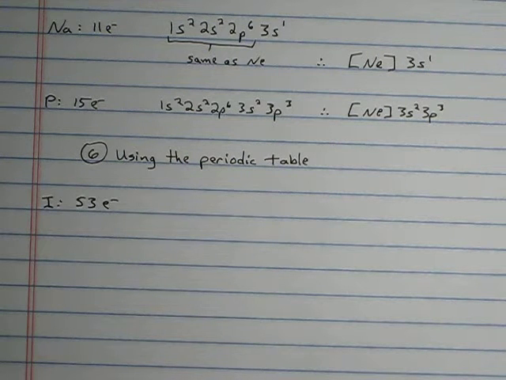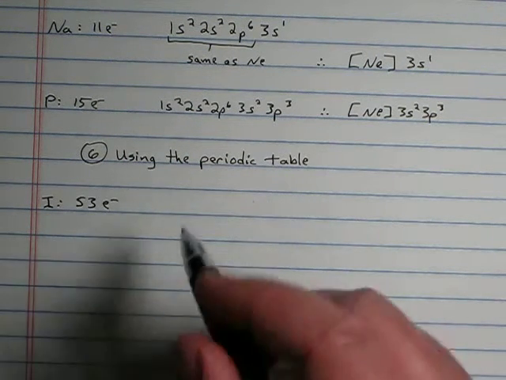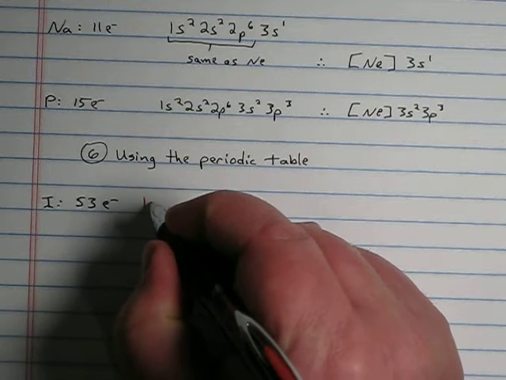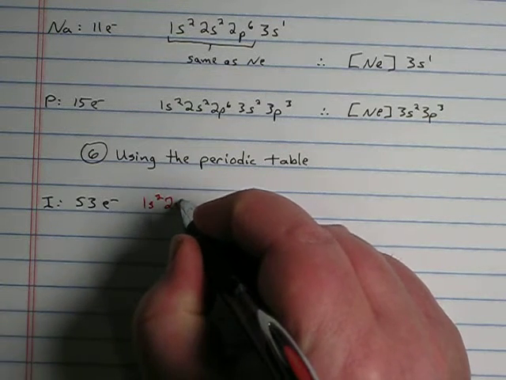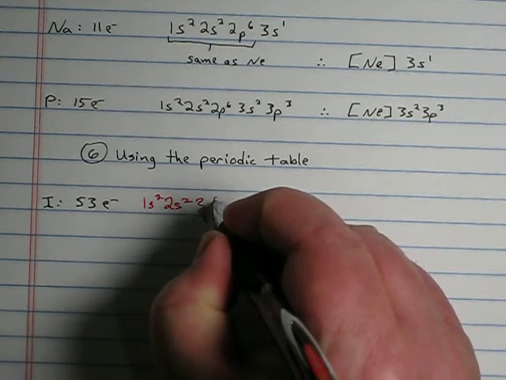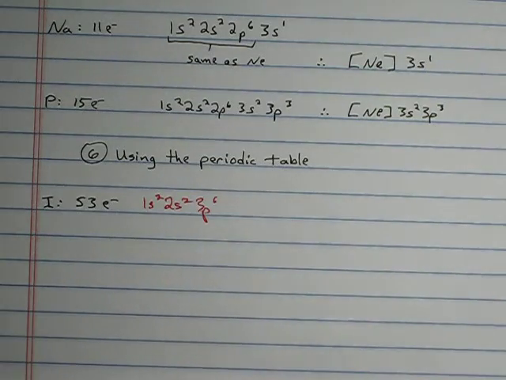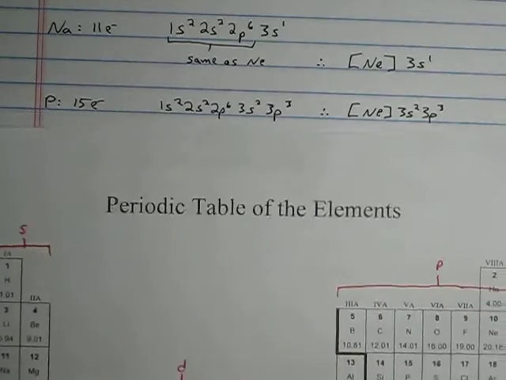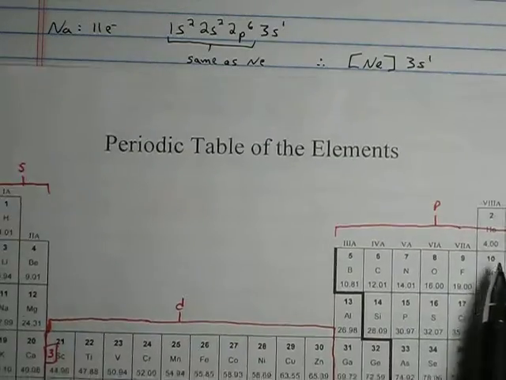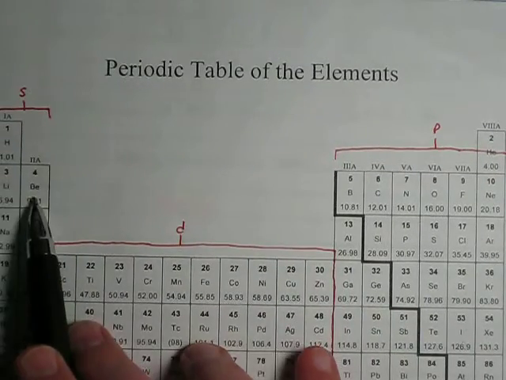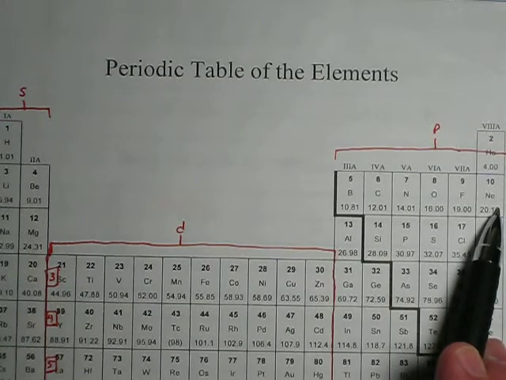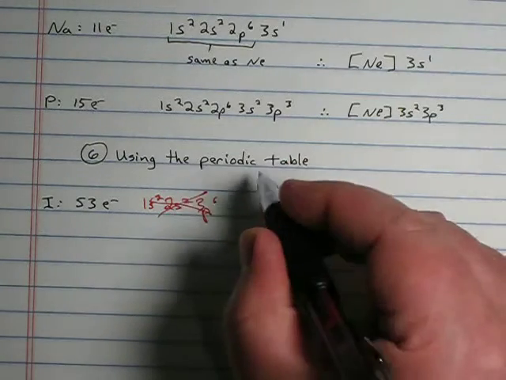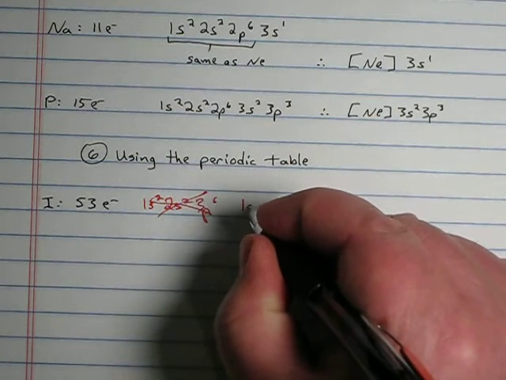So, okay, iodine, what do we have here? Well, using my periodic table, I said 1s2, 2s2, 3p, oh no, not 3p, 1s2, 2s2, 2p6. Okay, thank you periodic table for helping me.